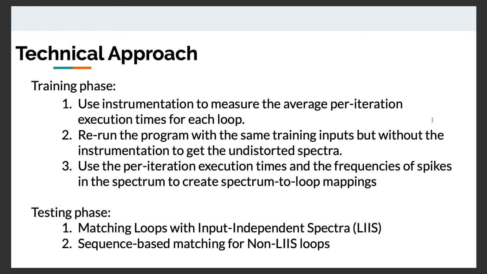After the training phase, collecting all the data, we are going to do the testing phase. First, we match the loops, because from previous research papers, we found that loops with interrupt-independent spectra maintain their frequency spikes, so they can be matched exactly. Then, based on the information from those frequencies, we do sequence-based matching for the input-dependent loops, so that we can tell which loops are executed, because we're assuming we know the operations of the program, so we know which frequencies are being operated and which loops are being operated.